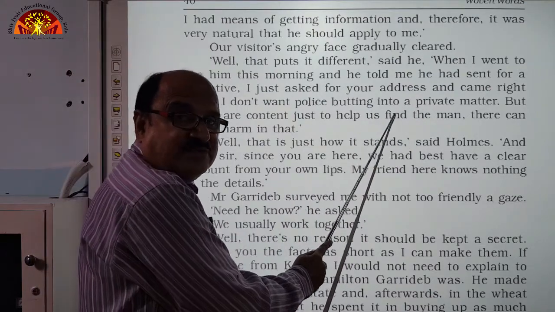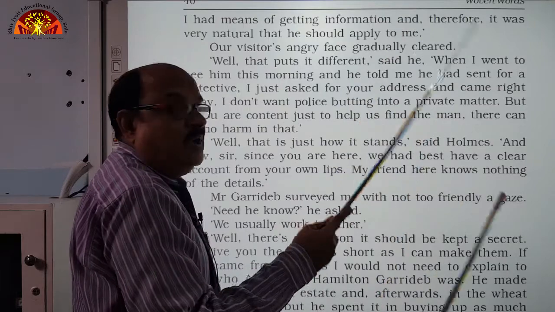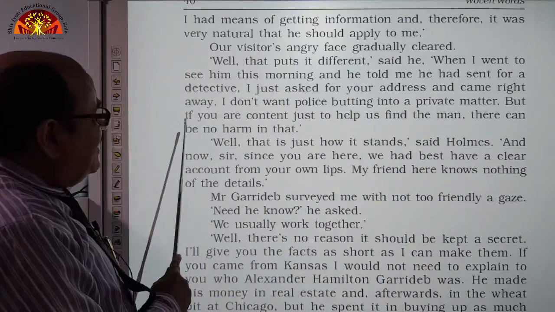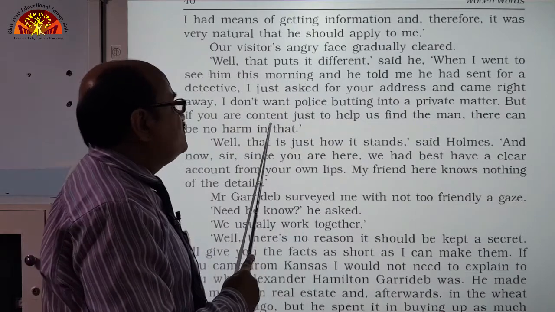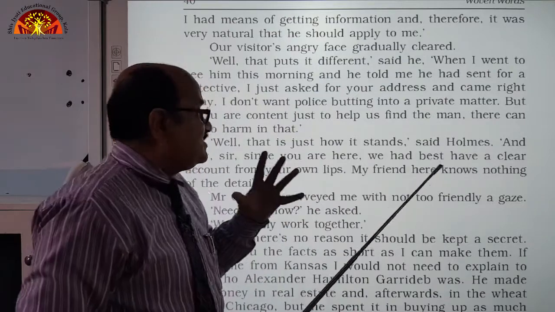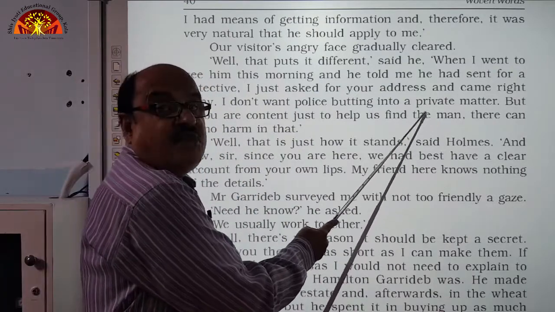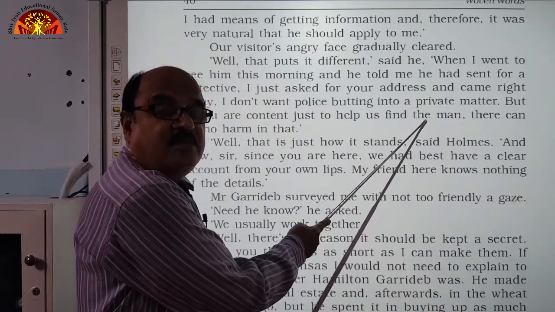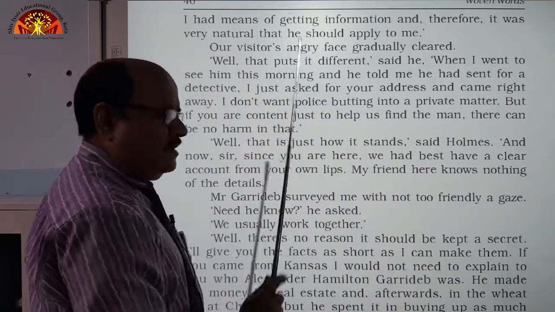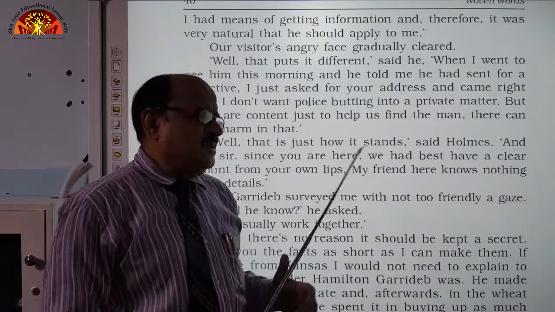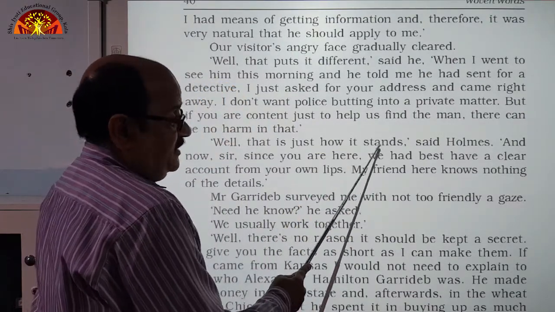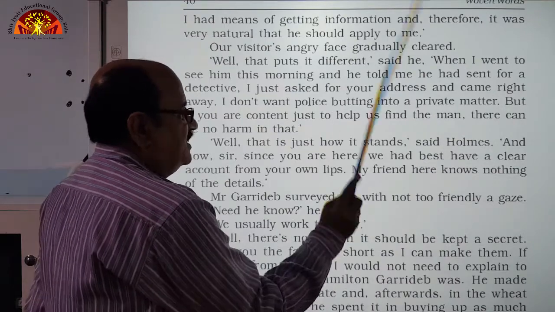Butting into is a phrasal verb, and its meaning is to interfere, undue interference, right? Into a private matter. But if you are content, if you are satisfied just to help us, if you think that you are really able to help us out, then just find this man having the name Gary Depp, right? So there can be no harm in that, and in that case I don't think there will be any harm. Well, that is just how it is done. It all depends, Mr. Holmes is saying.